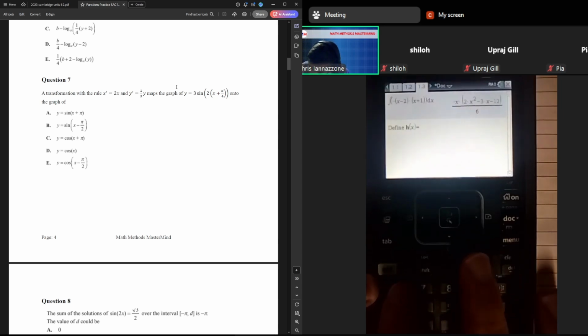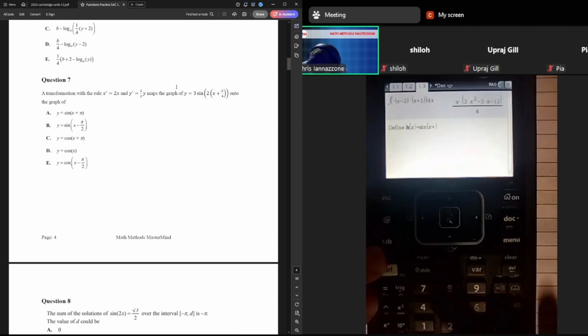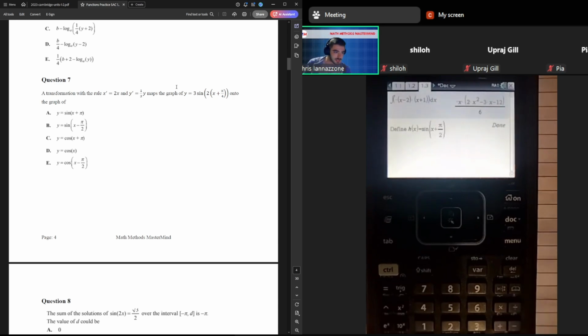So after our full simplification, we had sine of x plus pi over 2. Now, what you can just do is go line by line, A, B, C, D, E, and just equate this function to what's in there. If it says true, congratulations, you found a match. If it says false or anything other than true, you would just move on to the next thing.